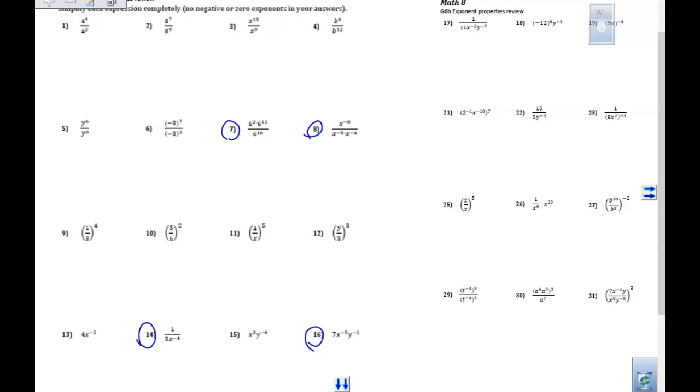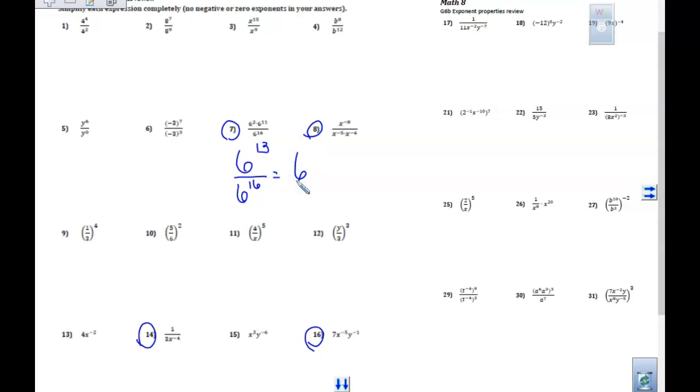So I'm taking a look at this first one. Because in the numerator, I have 6 to the 2nd times 6 to the 11th. That's going to give me 6 to what power when I add those exponents to the base? 6 to the 13th. Then I have in my denominator 6 to the 16th. So, Kale, as I look at that now, what am I doing with those exponents of 13 and 16?